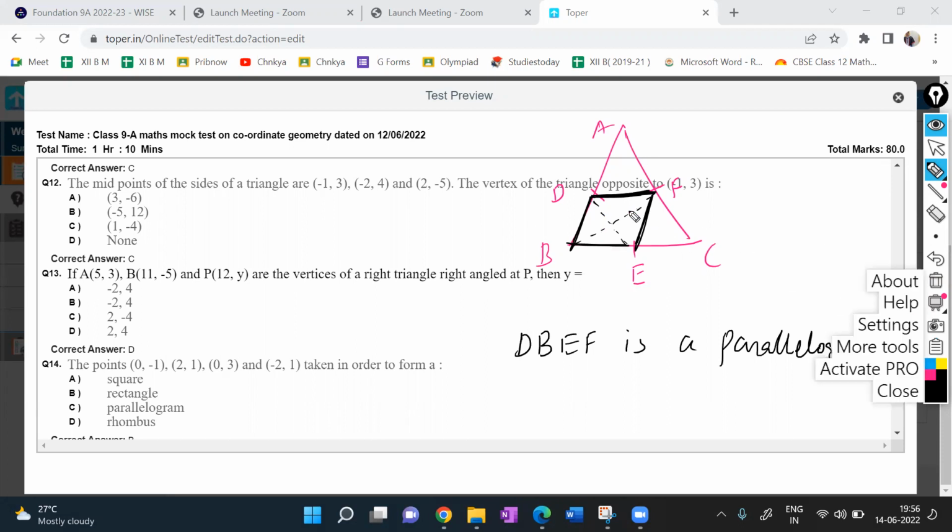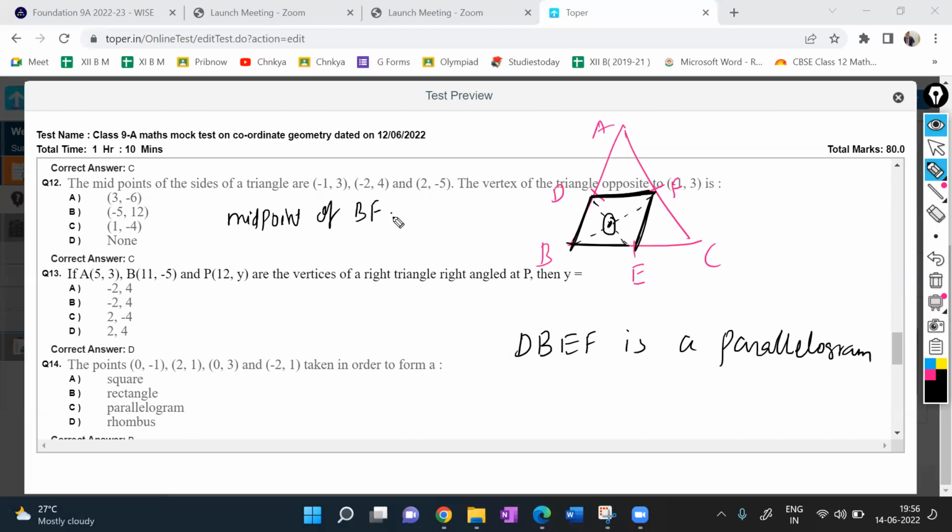What is the meaning of that? Diagonals bisect each other, which means both diagonals have the same midpoint. So we need to find out the midpoint. I'm not talking about the question, guys, I'm talking about the concept. So the midpoint of BF is equal to the midpoint of DE, correct? Both are equal. If I equate both, you will be getting what? The coordinates (x1, y1), (x2, y2). Understood my point?